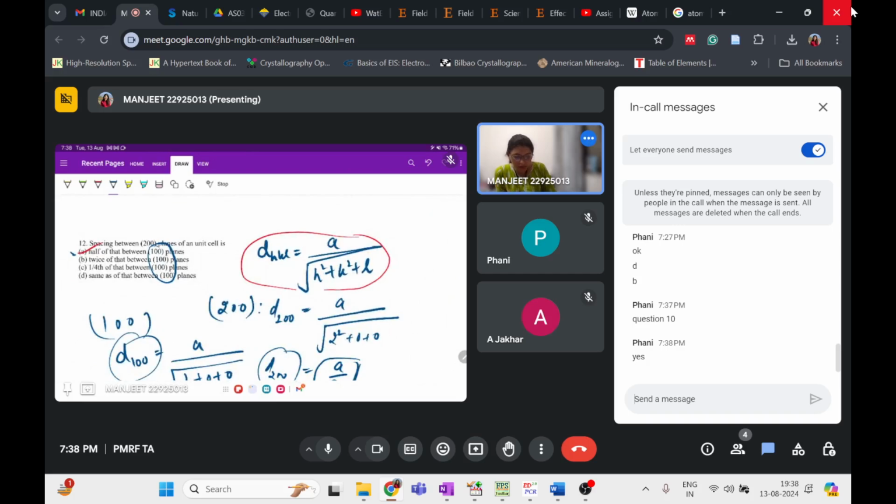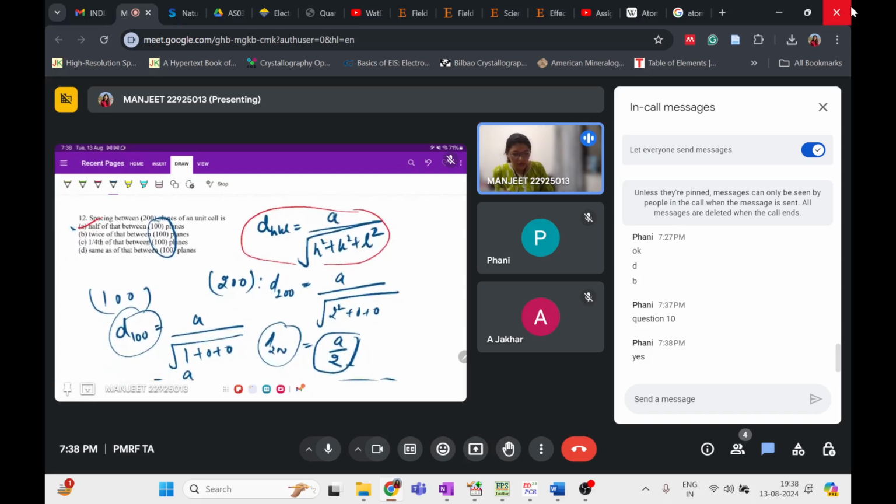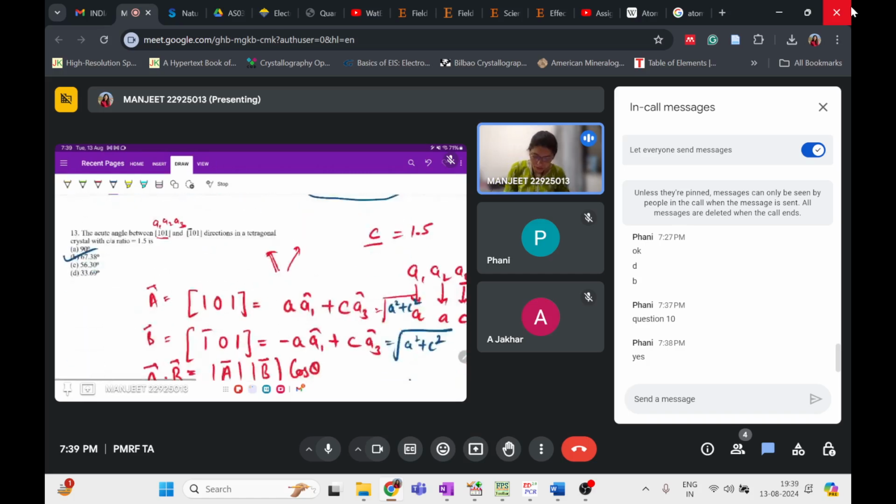we can calculate the interspacing of any given hkl. The interspacing distance is given by a over the root of h square plus k square plus l square. We have to find this for 200 and 100. Correspondingly, we find the interspacing distances, take the ratio, and find out how they are related, 200 and 100.